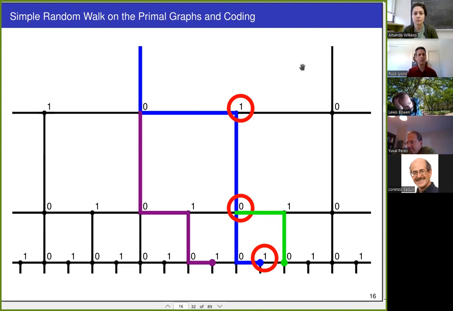This should remind you of arithmetic. When we move to the right, we add 1 in base 2. Move to the left, we subtract 1 in base 2. If we move up, which we can only do for an even integer, we divide by 2. If we move down, we multiply by 2. Any questions about that?